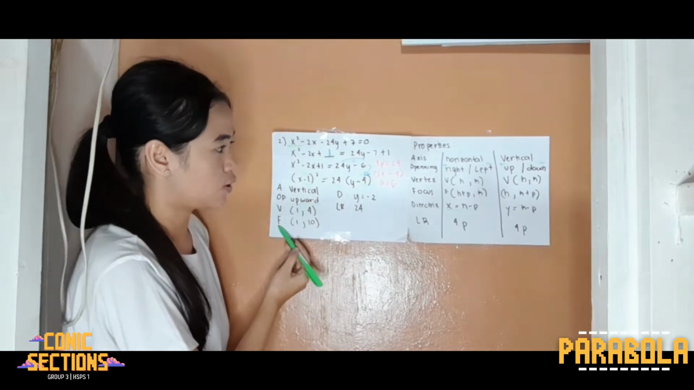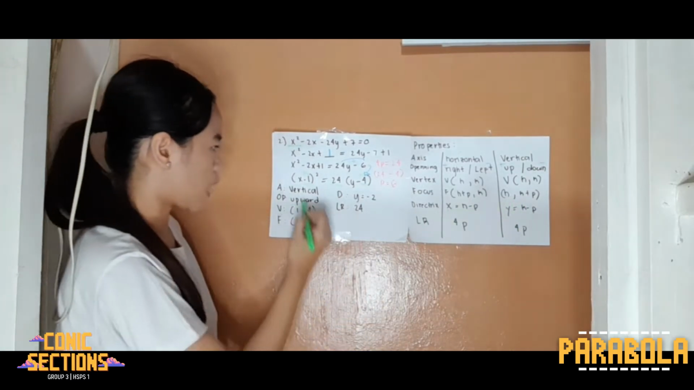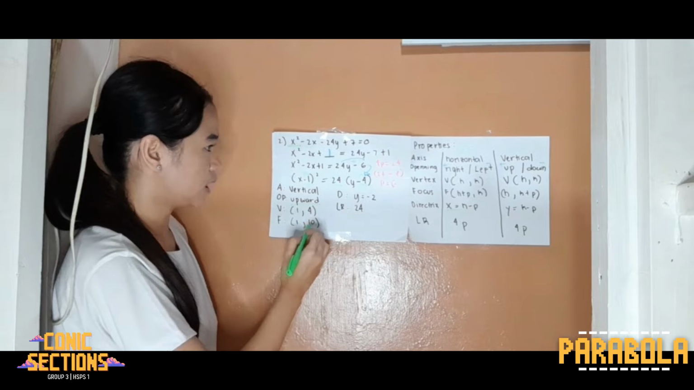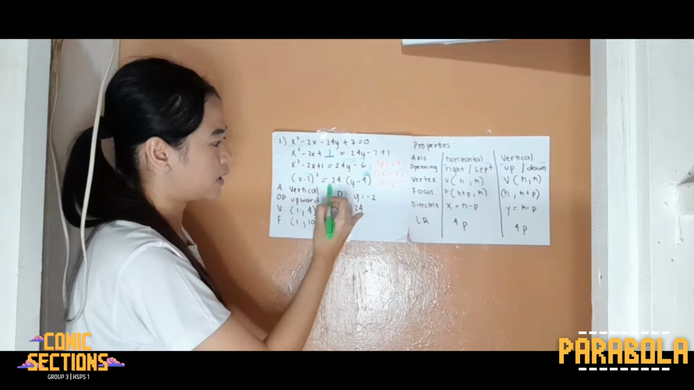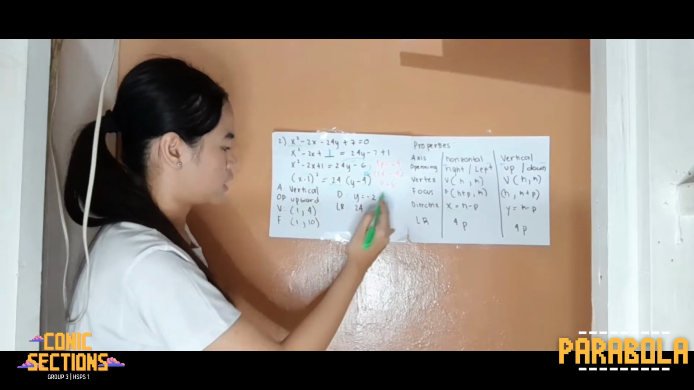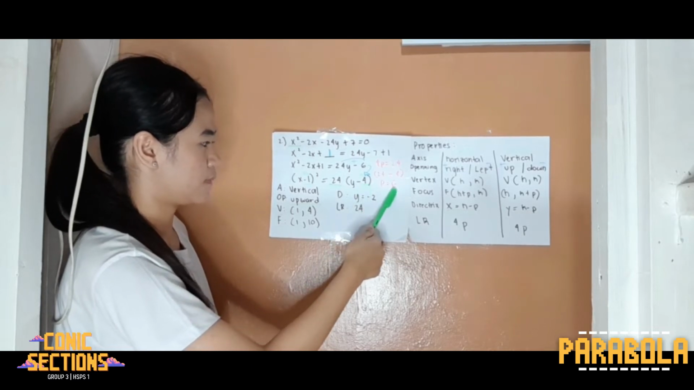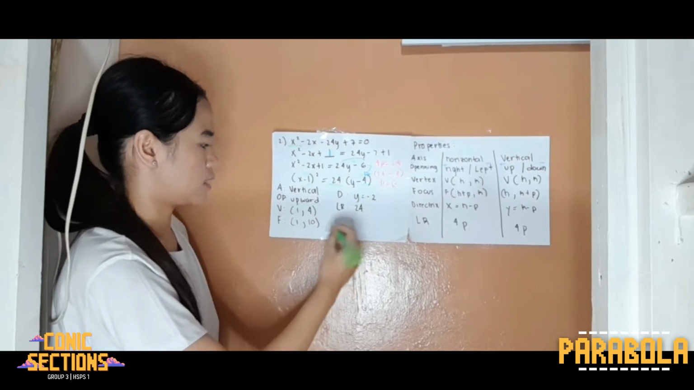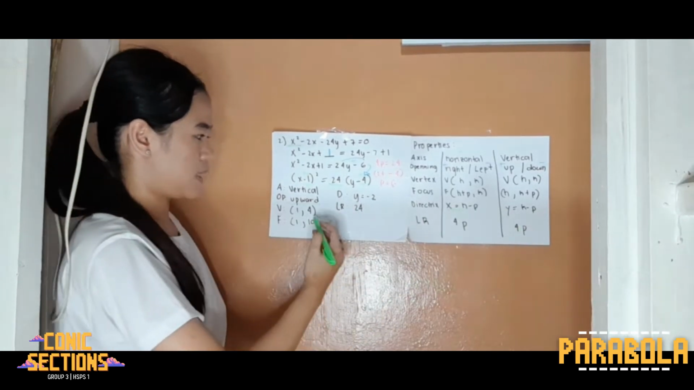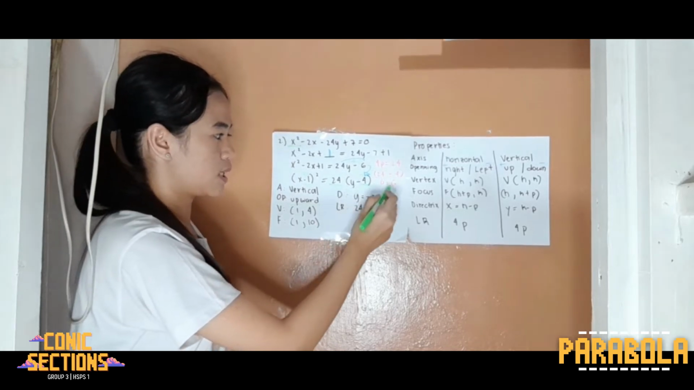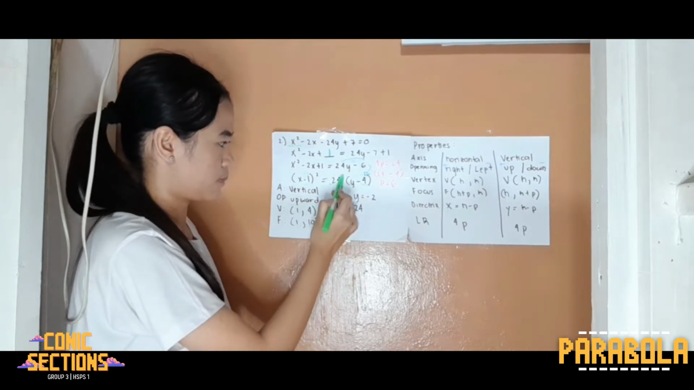For the focus, we just need to refer to the table. (h, k plus p). So, copy the h, 1. k plus p. So, for the p, we need to divide this by 4. 24 divided by 4 is equals to 6. k plus 6. 4 plus 6 is equals to 10. For the directrix, k minus p, 4 minus 6 is equals to negative 2. For the LR, just copy this.